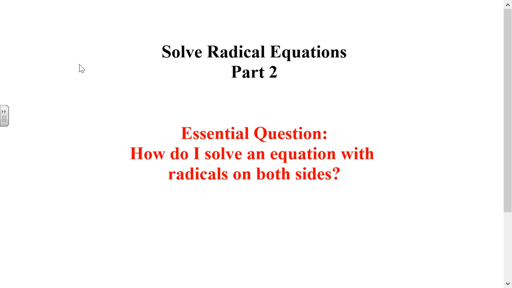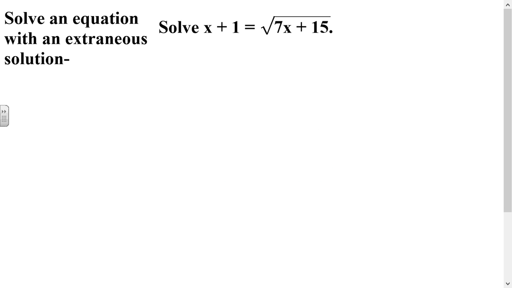Today is the second part of solving radical equations, and your essential question is, how do I solve an equation with radicals on both sides? So we're going to just try a few examples of these. Now this one doesn't necessarily have radicals on both sides, but it does have variables on both sides. And it does have an extraneous solution, and we're going to talk about what that means in a minute.